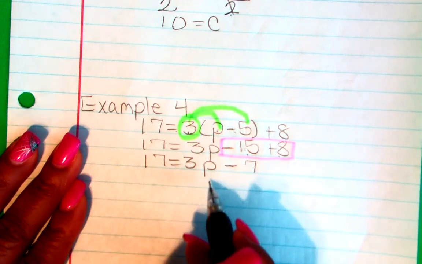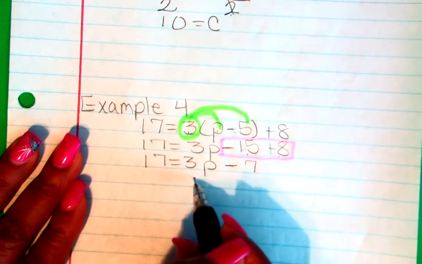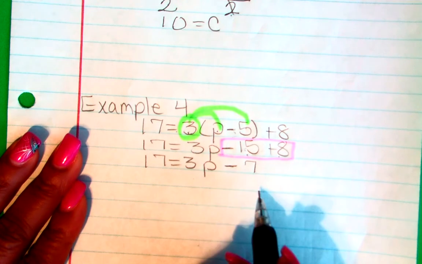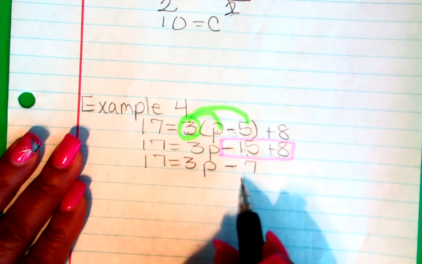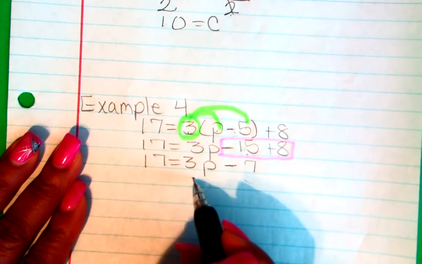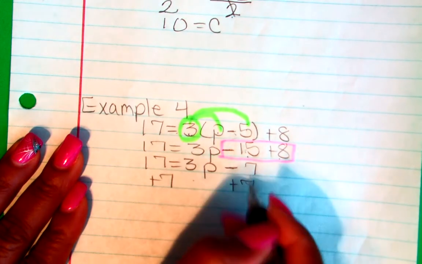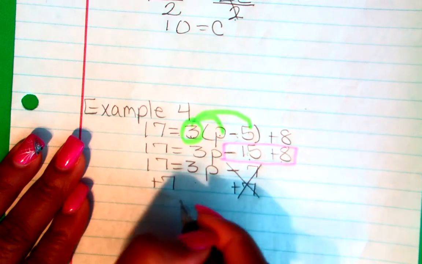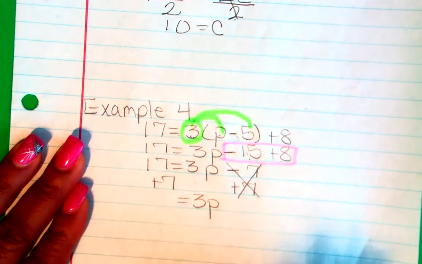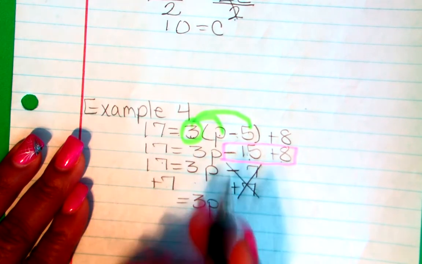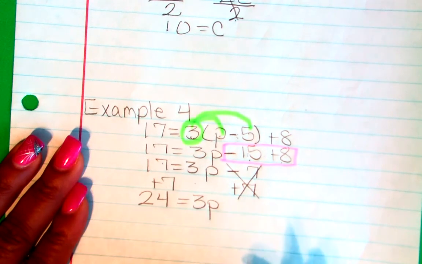So now what's being done to the p? We're multiplying by 3, then we're subtracting 7. So how do we undo it? What's the inverse operation? Add 7, divide by 3. So let's add 7, add 7. Add its inverse, cancel, leaving me with 3p on the right hand side. You combine 17 and 7, you get 24.